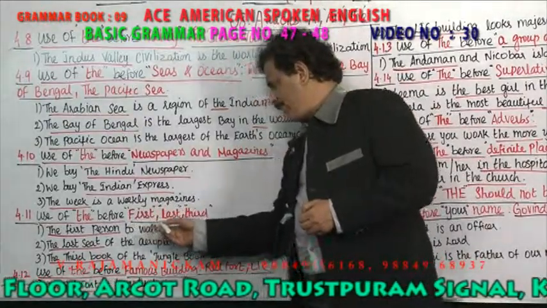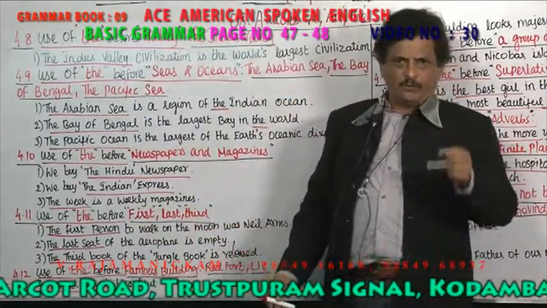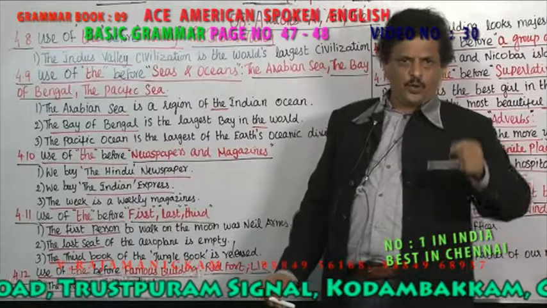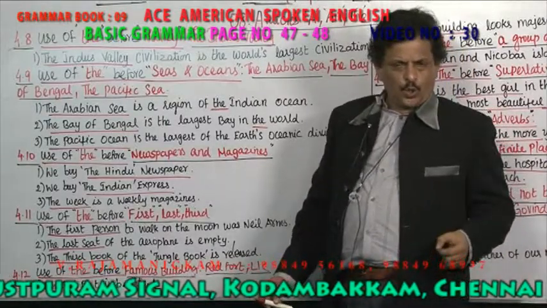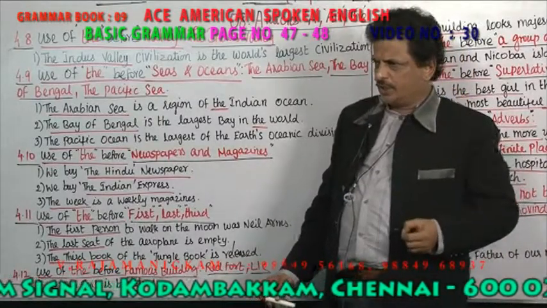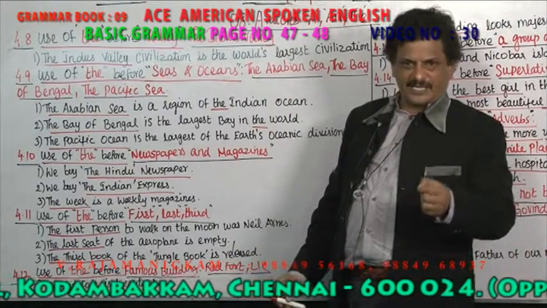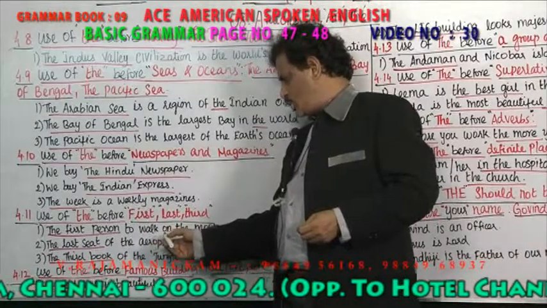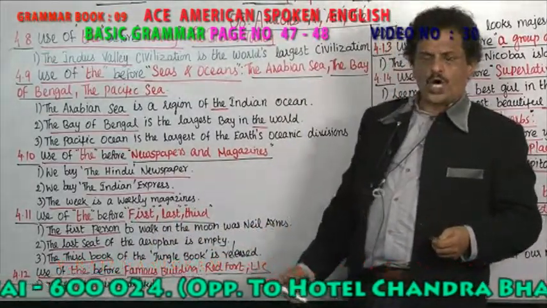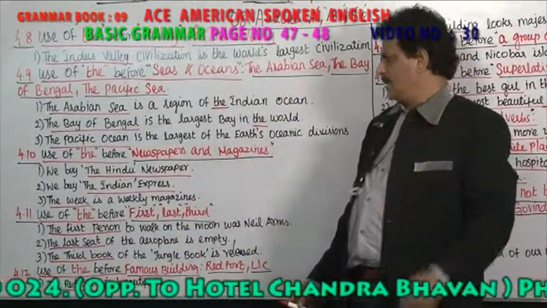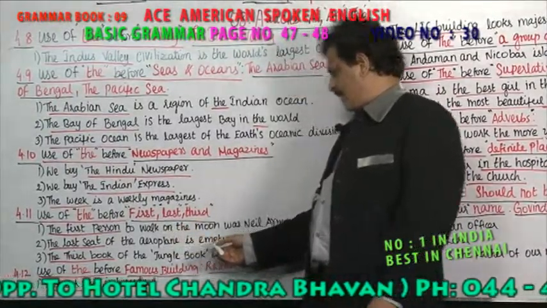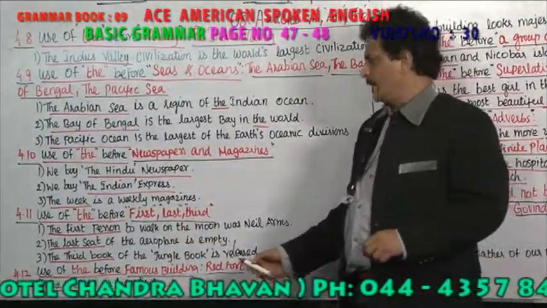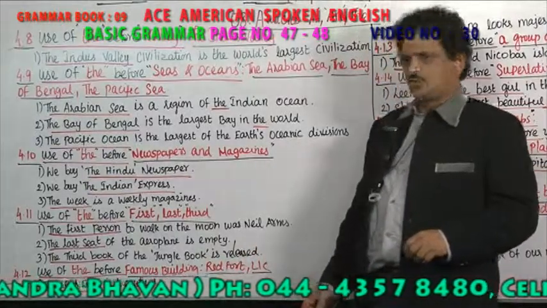We use the before the first, last and third. Whenever you want to mention first, whenever you want to mention last, whenever you want to mention third, you are using the first, the second, the third. The first person to walk on the moon was Neil Armstrong. The last seat of the aeroplane is empty. The third book of the Jungle Book is released.